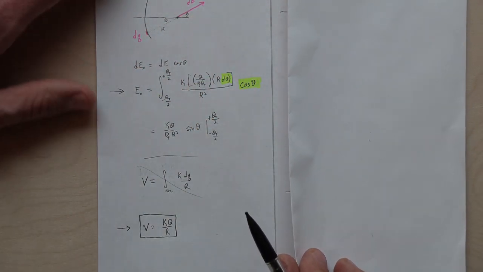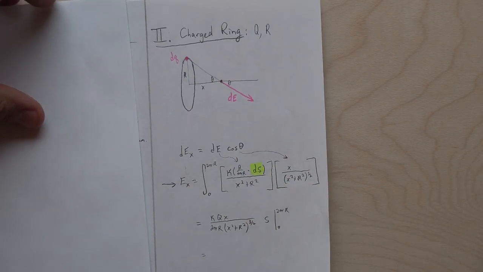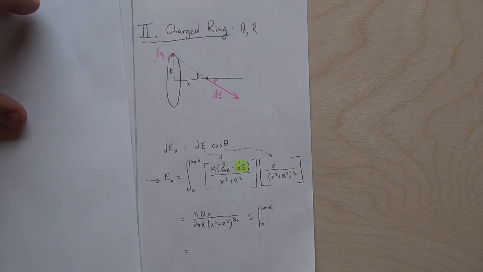So that's the charged arc. Okay, the next charge distribution that we study is the charged ring.